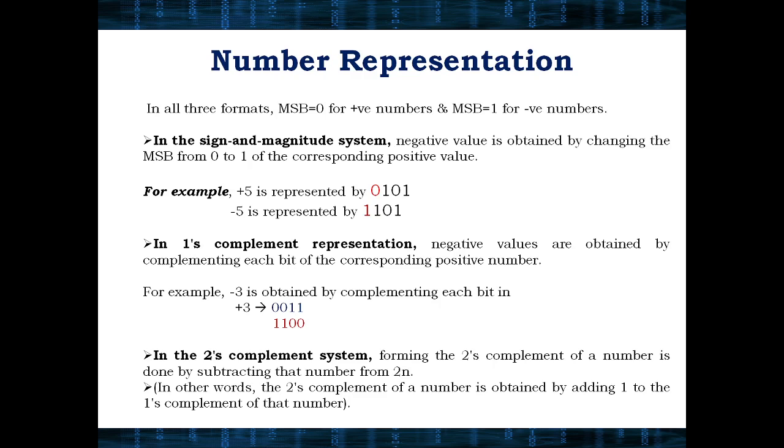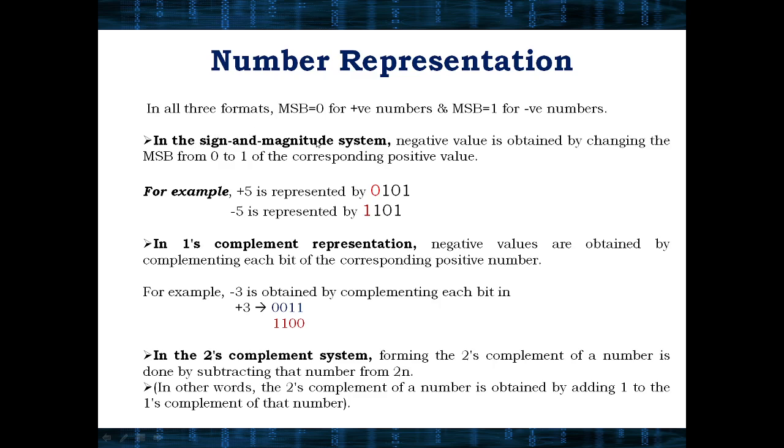Now one by one we will discuss these number representations. In all three formats, if the MSB value is 0, it is a positive number, and if the MSB value is 1, it is a negative number. This concept is the same for all three formats. So we'll discuss them one by one, first the sign and magnitude system.